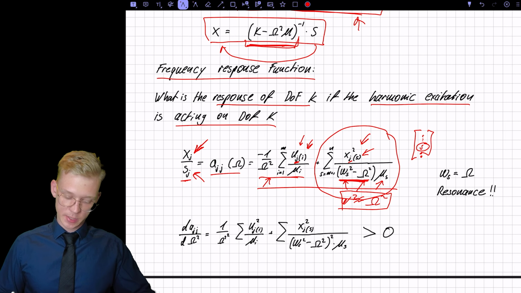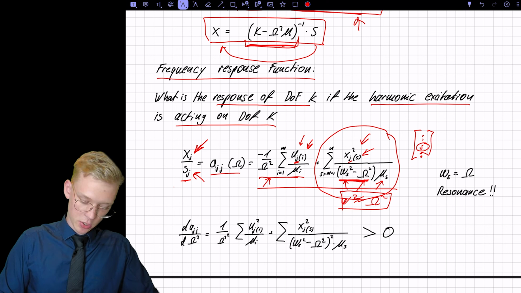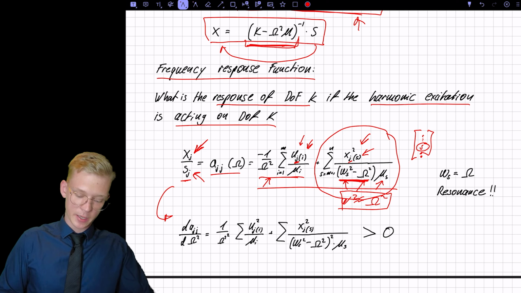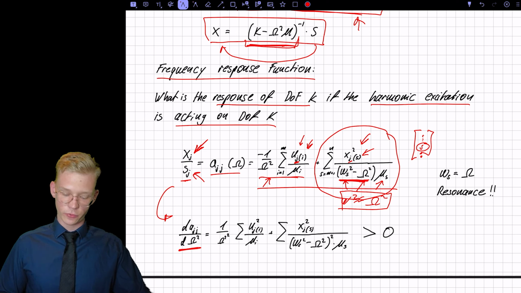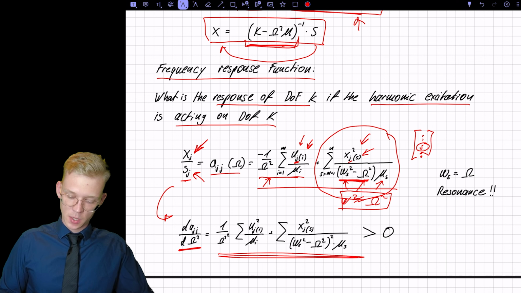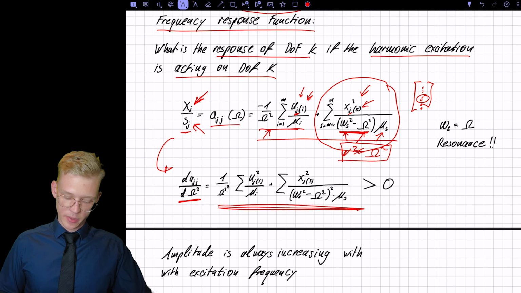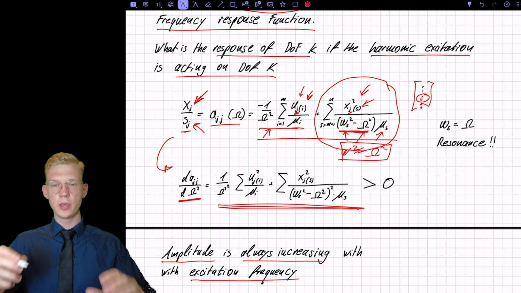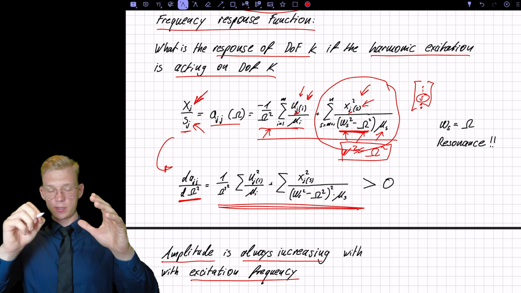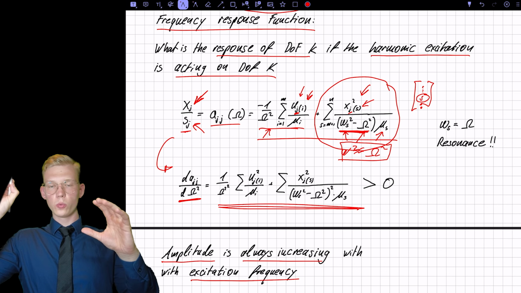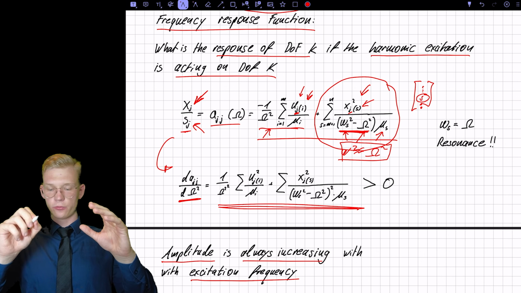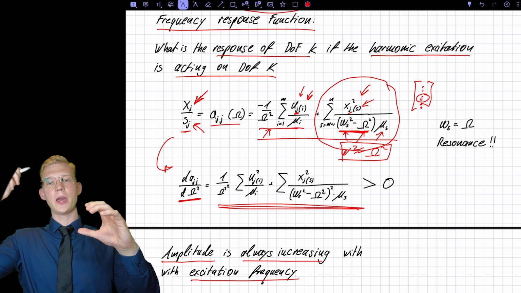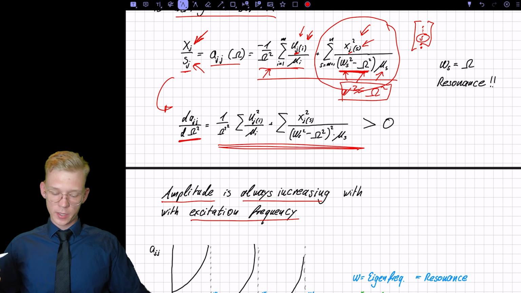With frequency. So let's look at a special property of that response function: if we derive with our excitation frequency, we see that the amplitude is always increasing. So if we have a system and we start exciting it, the amplitude will always go up. If we excite it with a frequency of 10, we will have a certain amplitude. If we have a frequency of 20, it will have a larger amplitude. But what does it actually mean?